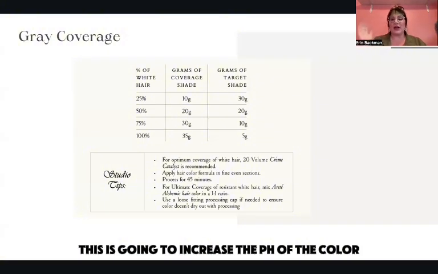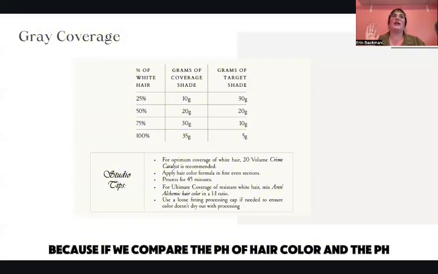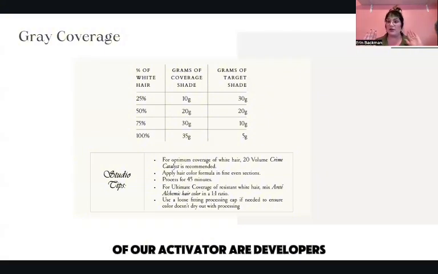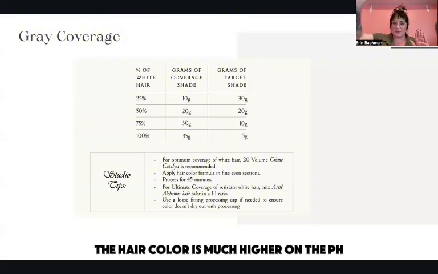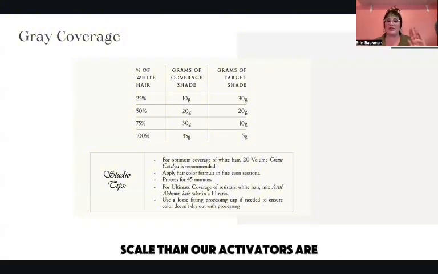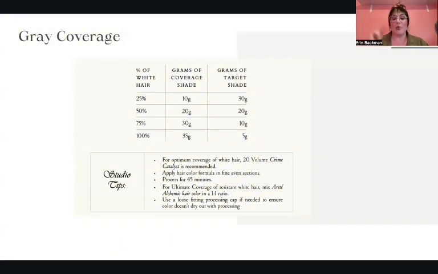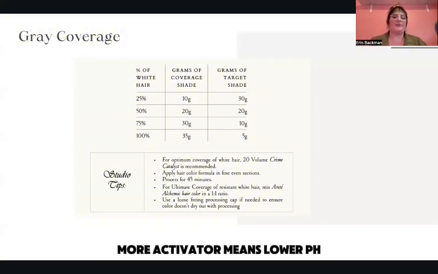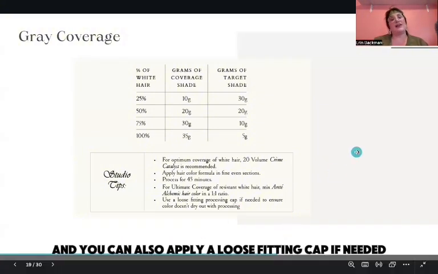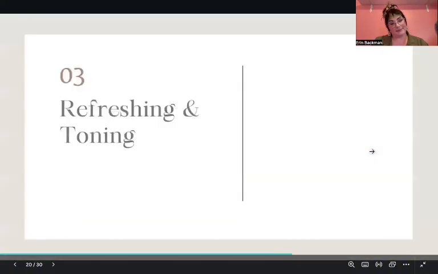This is going to increase the pH of the color, because if we compare the pH of hair color and the pH of our activator or developers, the hair color is much higher on the pH scale than our activators are. So less activator means higher pH. More activator means lower pH. And you can also apply a loose fitting cap if needed.